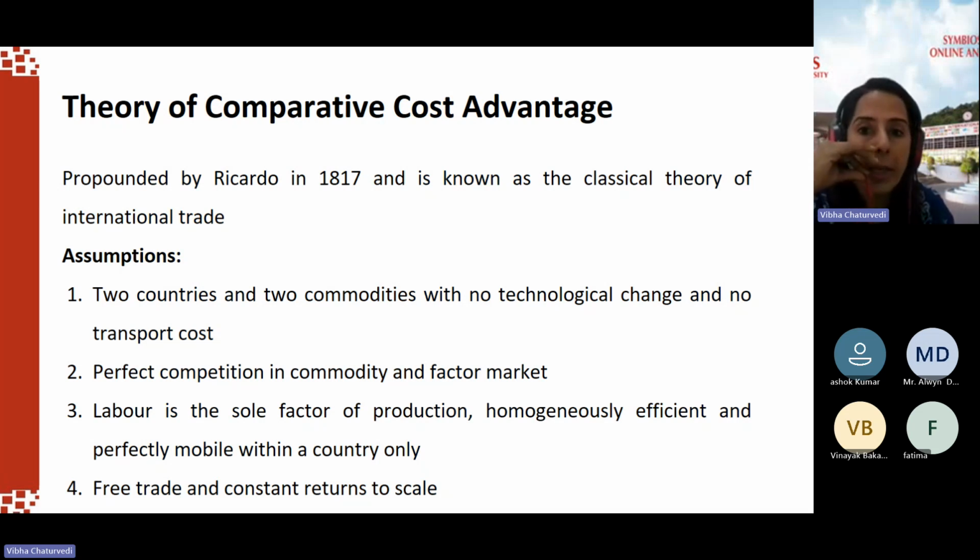It may change in the next time period. We are assuming competition to be perfect in both the commodity and the factor market. So what are the implications of perfect competition? Perfect competition means that there is free entry and exit of firms. The prices are determined by the market and the level of output.